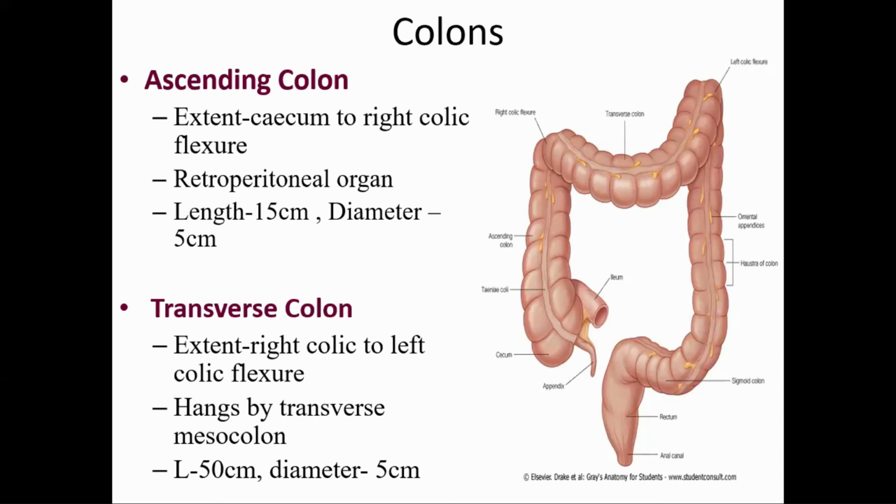Which one is the most common? Retrocecal. And the second most common? Pelvic. And what are the different parts of the appendix? Here it is, the vermiform appendix. The different parts of the appendix are tip, body, and base.